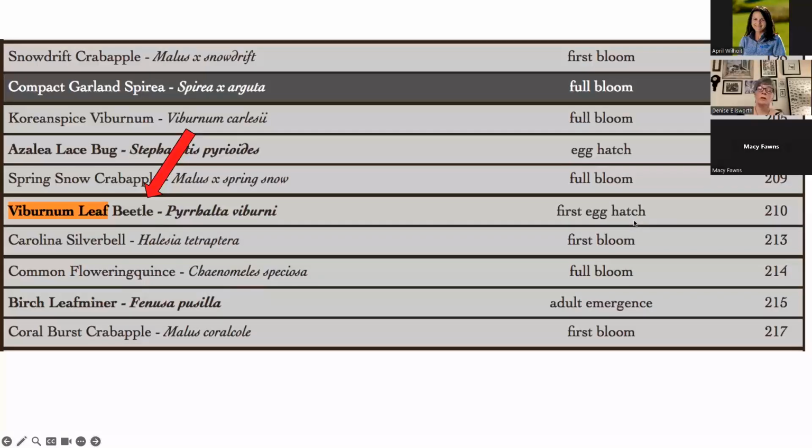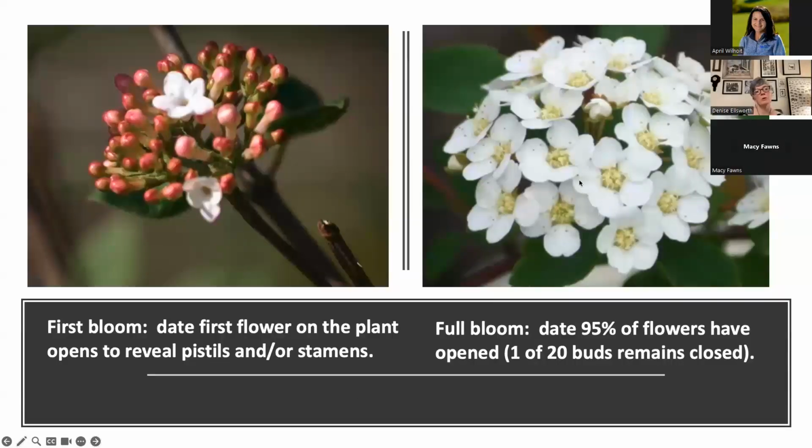So unfortunately, we've added several pests, right? We've added Asian longhorn beetle and emerald ash borer. Most recently, the spotted lanternfly, to the calendar as new pests emerge. So again, we're tracking first bloom and full bloom. What does that mean? This is important if you're going to create your own calendar, and I'm going to show you how in just a minute.